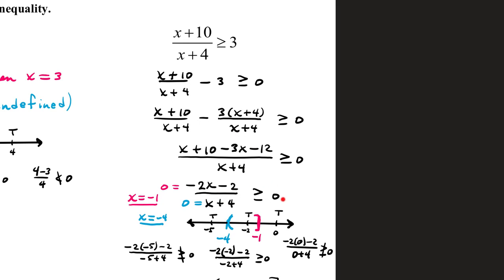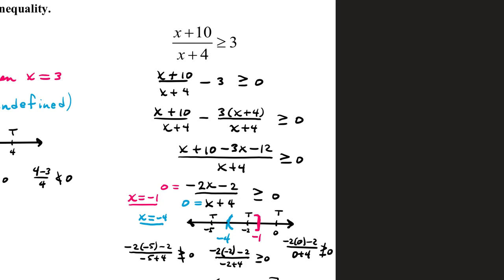Now that we have our inequality with 0 involved, we can find our 0, which is when the numerator is 0. That occurs when x equals -1. And then our other key number is when the denominator is 0, and that occurs when x is -4. So draw a number line, mark your two key numbers. In this case, it's -4 and -1. And then we'll pick test numbers between and around the key numbers.